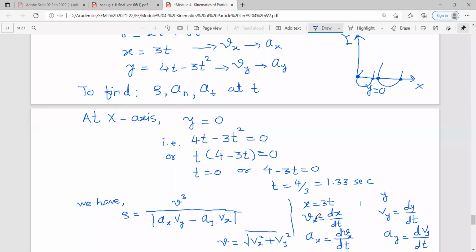After finding all the equations, just put the value of time equal to 1.33 second. At this time you will get the values of everything: how much the velocity is in x and y direction, and the acceleration in x and y direction. Then put all those values in this equation of radius of curvature. So you will know the value of radius of curvature, that is the first parameter known to you. Calculate and tell me what value you are getting.